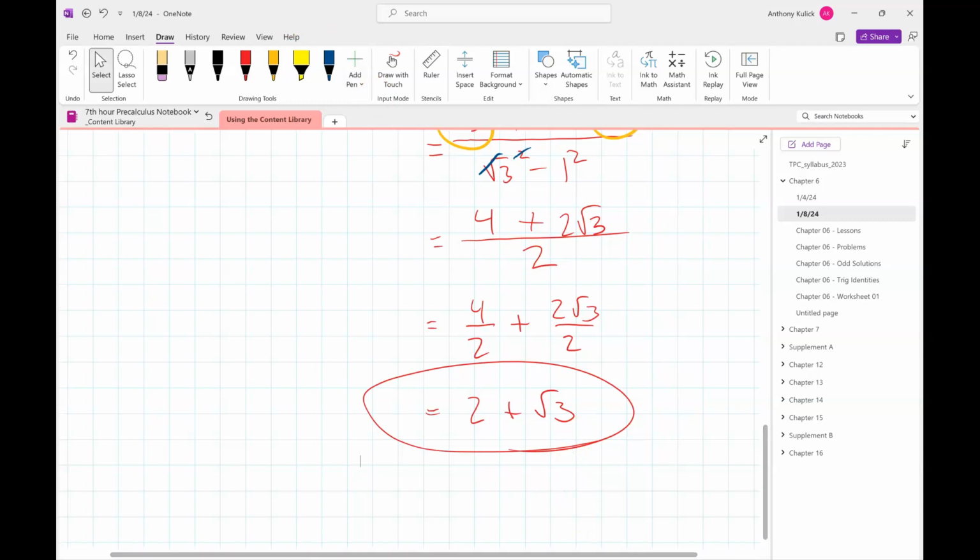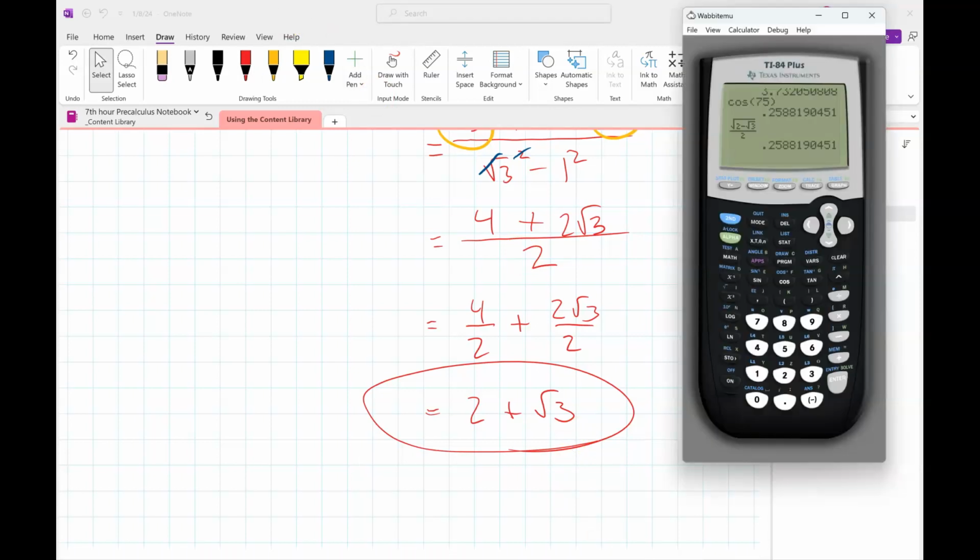And worth pointing out to you guys that this is all checkable with your calculator, right? The original problem was tan of 5 pi over 12. If I put my calculator into radian mode, since that's a radian angle, I do tan of 5 pi divided by 12. I get this decimal. And then if I check my answer, 2 plus root 3, I get the same decimal. So I'm convinced that I have the correct answer here.